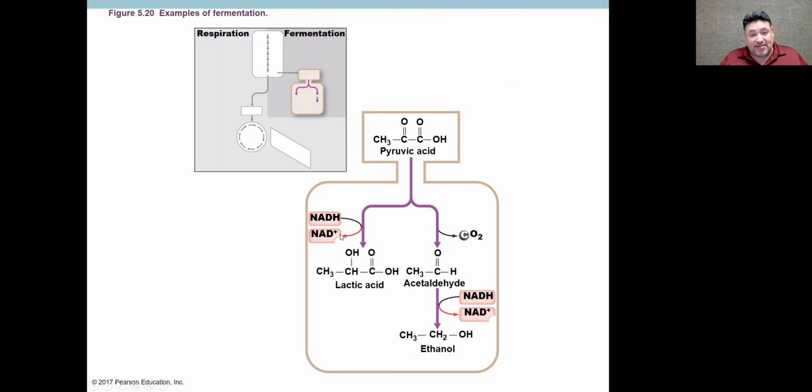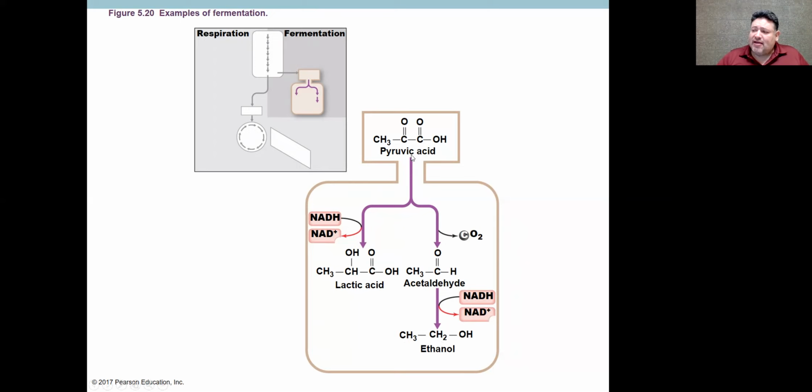So this is a sacrifice. We are sacrificing high energy electrons from NADH. We're investing it into pyruvic acid to produce either lactic acid or acetaldehyde. So we can produce NAD, and then that NAD can go back to the glycolytic pathway and allow us to get those 2 little ATPs. Wow, okay? So some bacteria, yogurt bacteria, and ourselves, we end up making lactic acid. Yeast end up making alcoholic fermentation for the same reason.